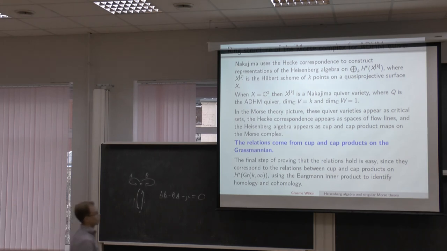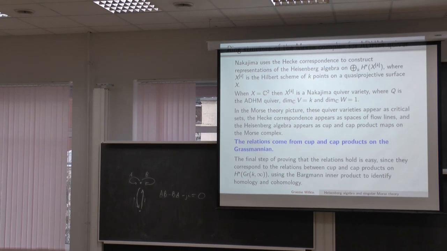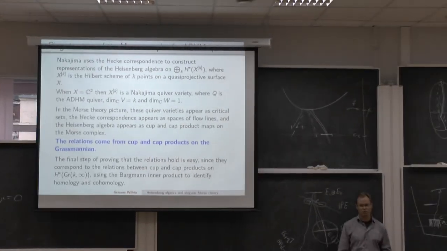So in this picture here, the quiver varieties in this direct sum of Nakajima, these are the critical sets. And the push-pull maps define the cup product up here, they factor through the Hecke correspondence. And the relations in this representation come from the cup and cap products on the Grassmannian using this inner product here.